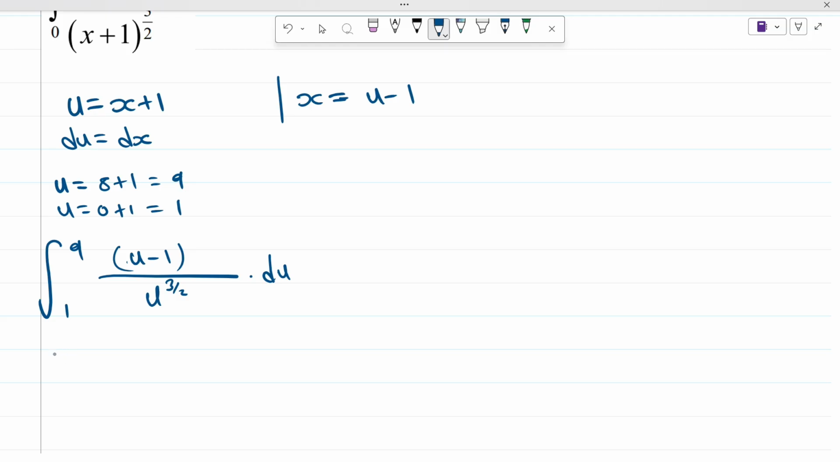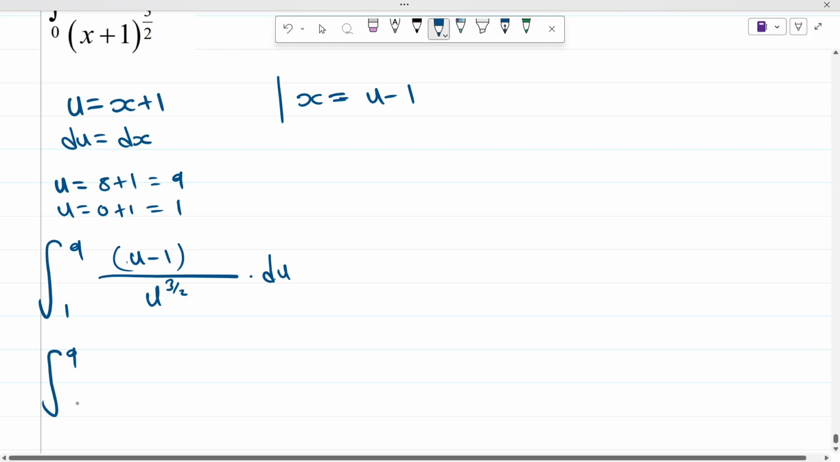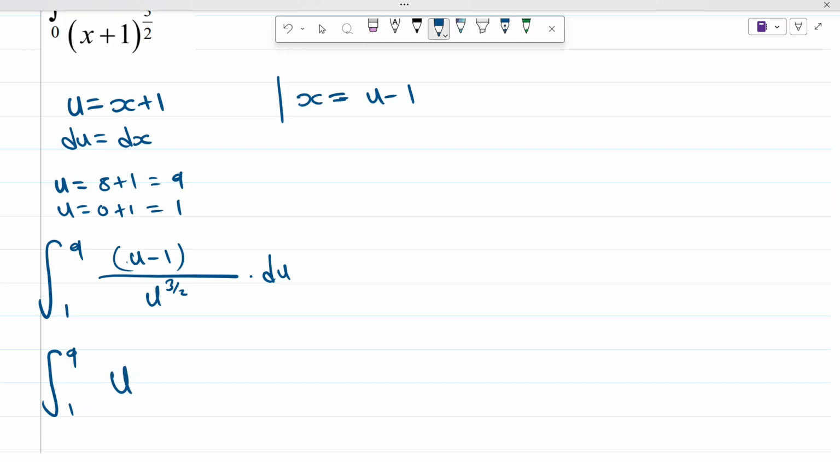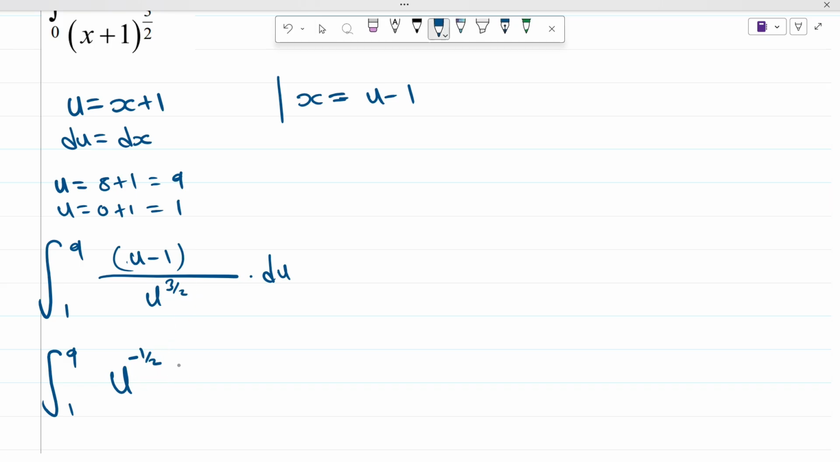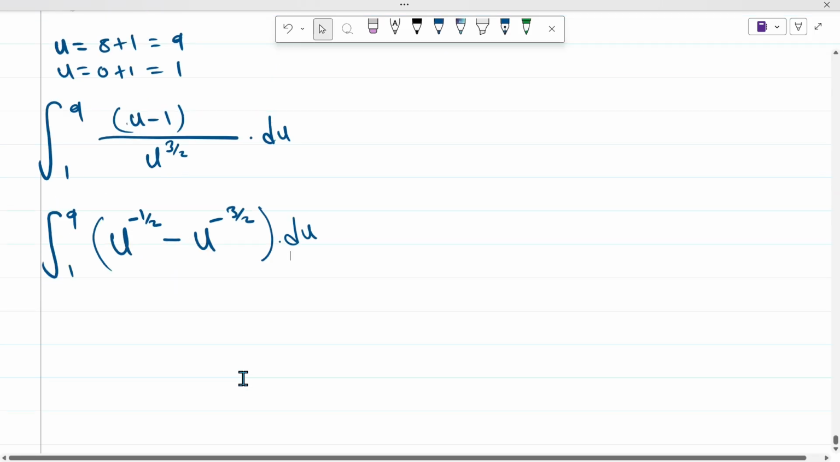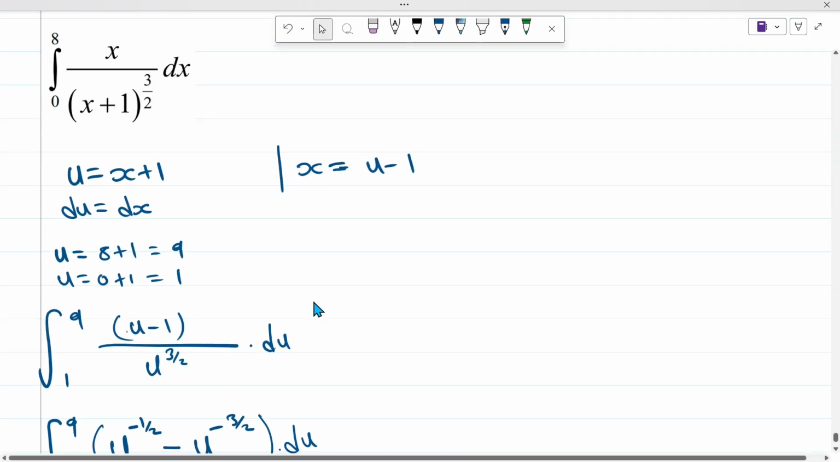Then from here, I'm going to make each numerator term have its own denominator. At the end of the day, I will have u to the power 1 minus 3 over 2. So 1 minus 3 over 2 on your calculator, when you press, you'll get minus half, because it will be u divided by u to the power 3 over 2. And then minus u to the power minus 3 over 2, du. Then from here, you can see that it's easy to integrate now.